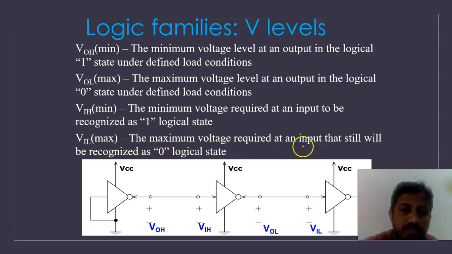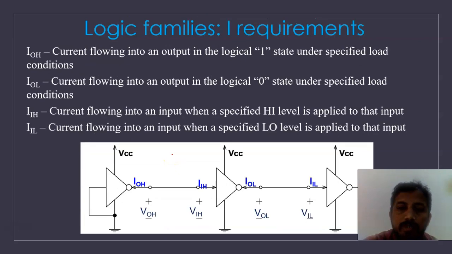VIL is the maximum voltage that will still be recognized as a low level. Low level is the maximum voltage. High level is the minimum voltage.